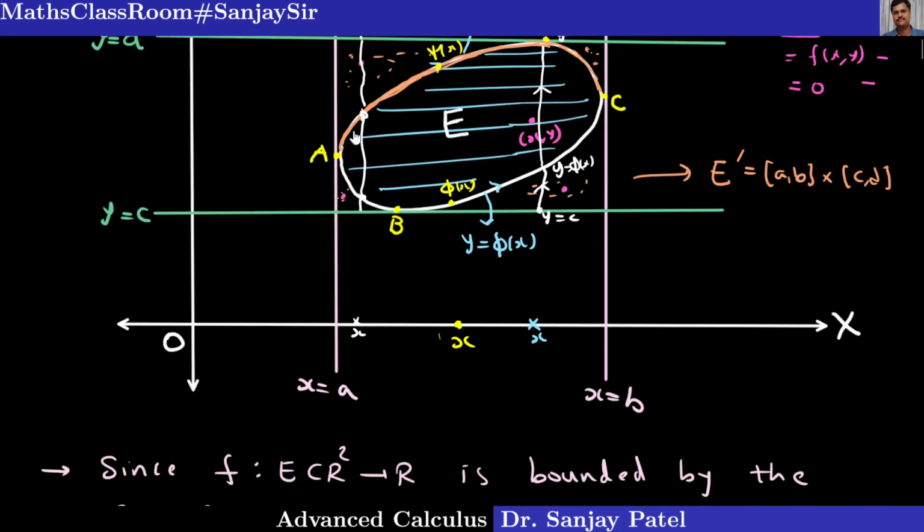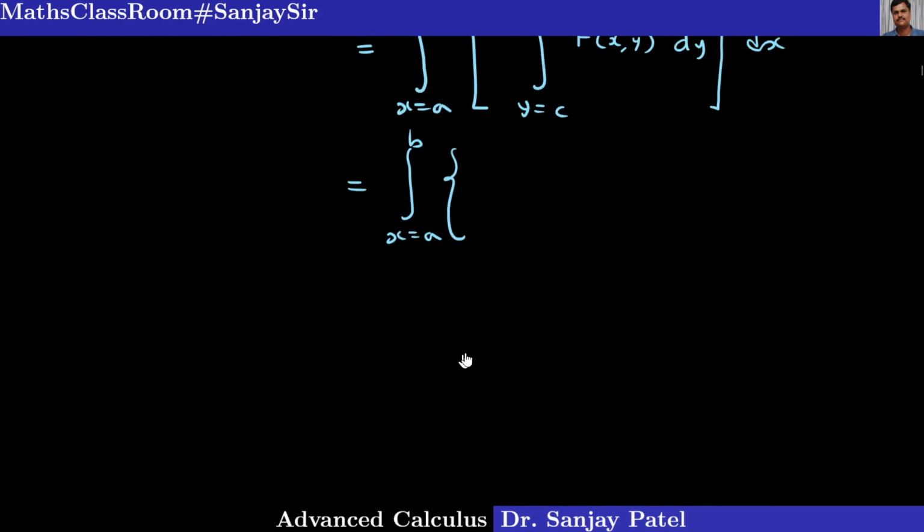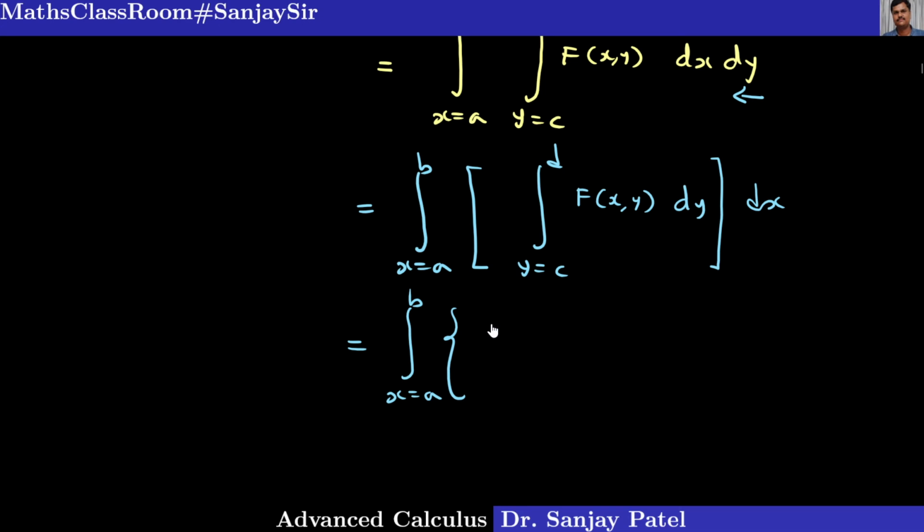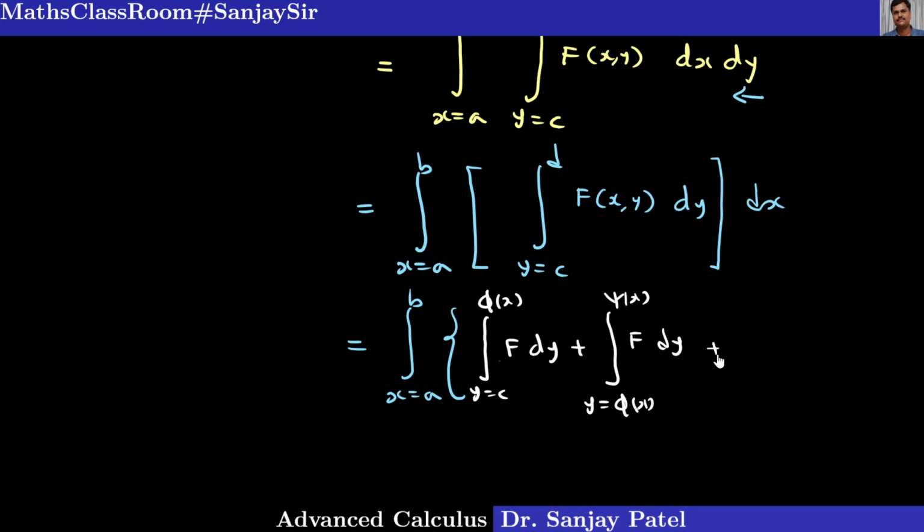So therefore I can split this last step, this integral y equal to c to d capital F of x comma y, this way: y is equal to c to phi of x, as I explained, capital F dy, plus y is equal to phi of x to psi of x, capital F dy, plus y is equal to psi of x to d, capital F dy, and then let us close this. This is to be integrated with respect to x then. So we have written this integral as a sum of these three integrals.